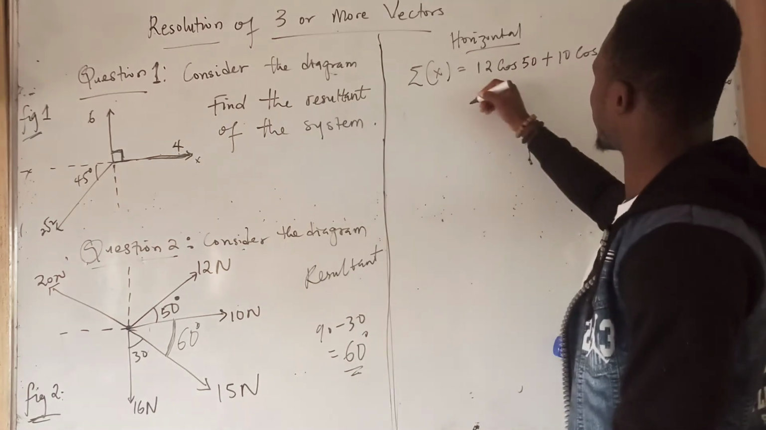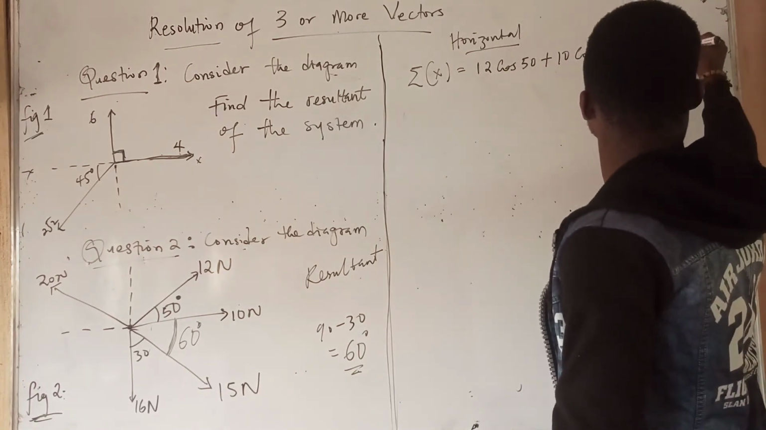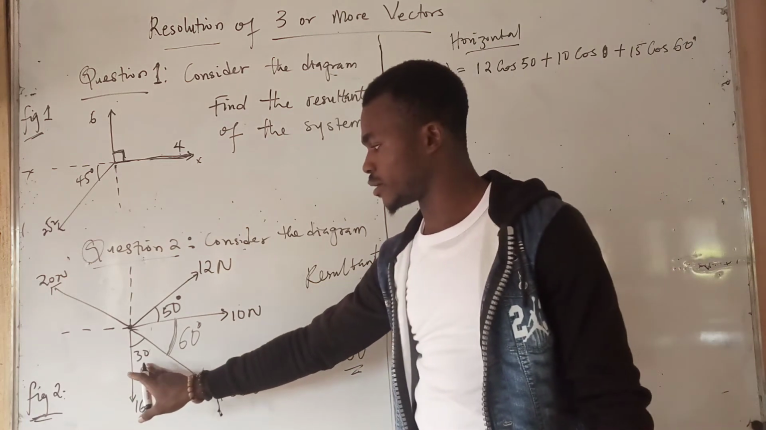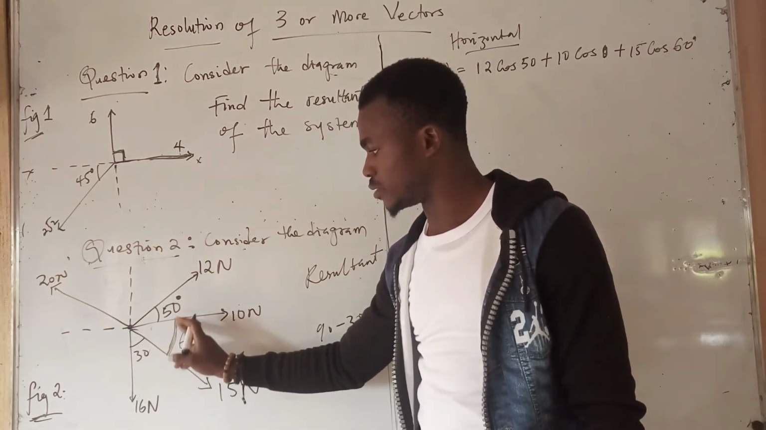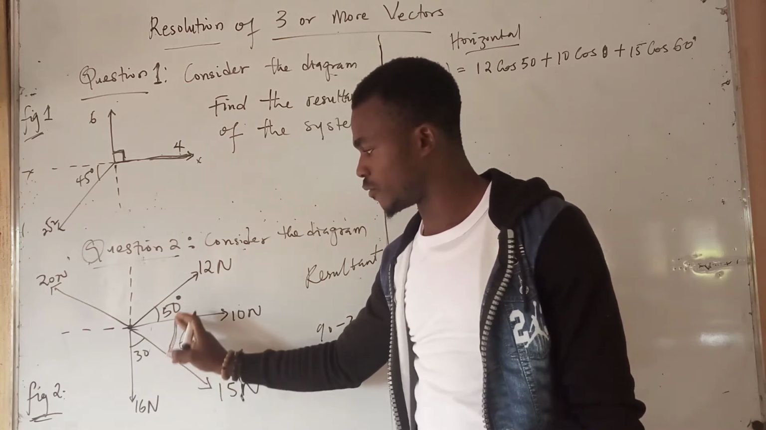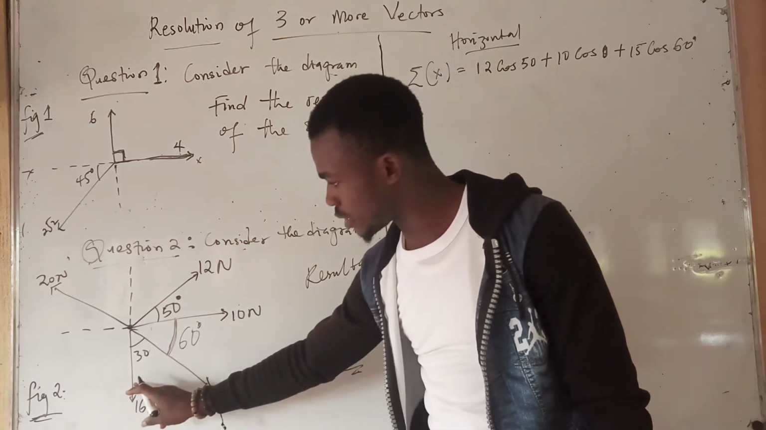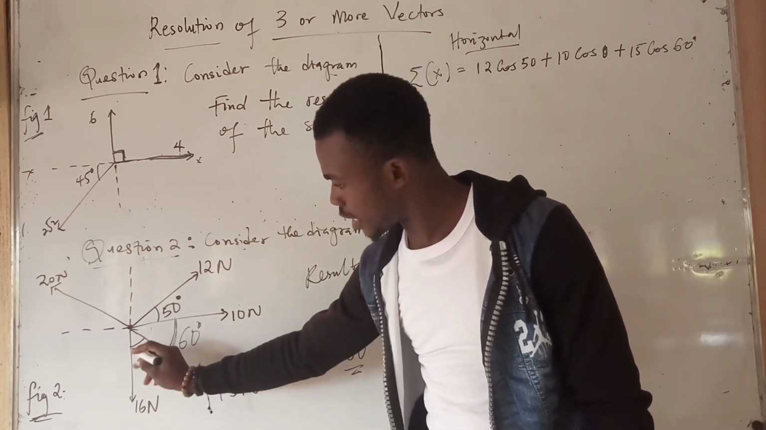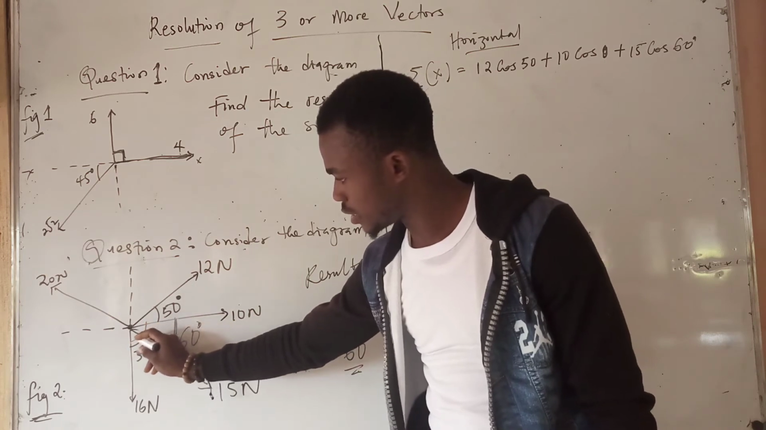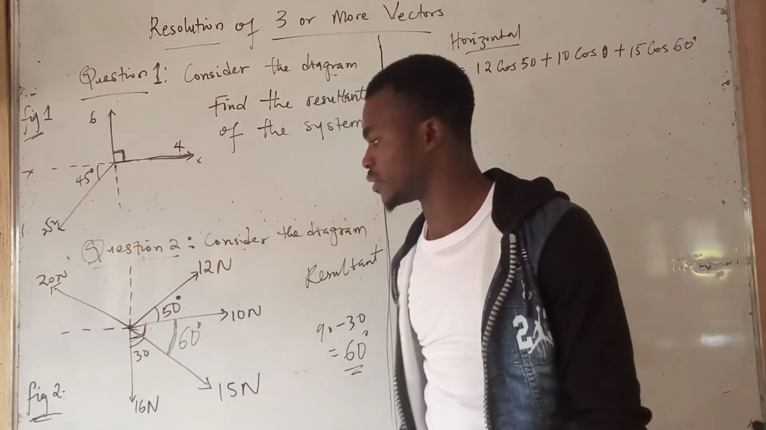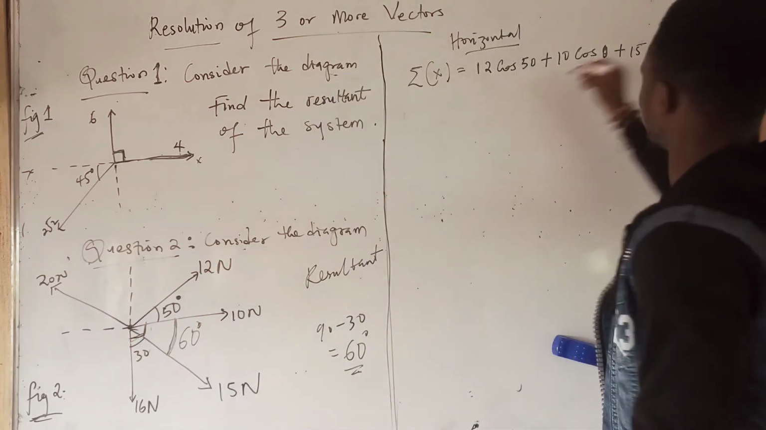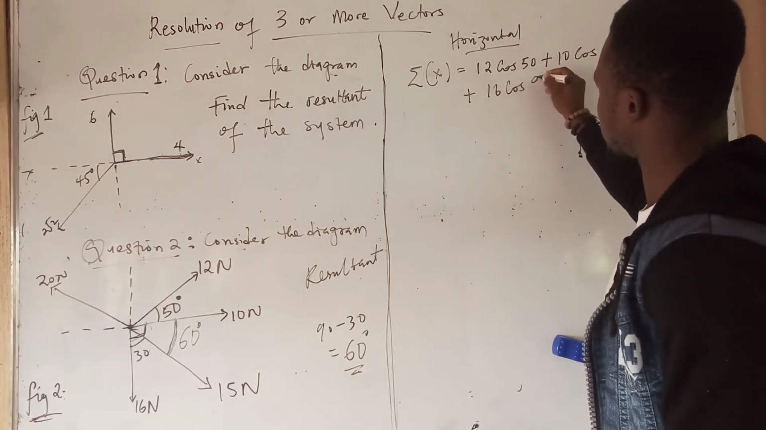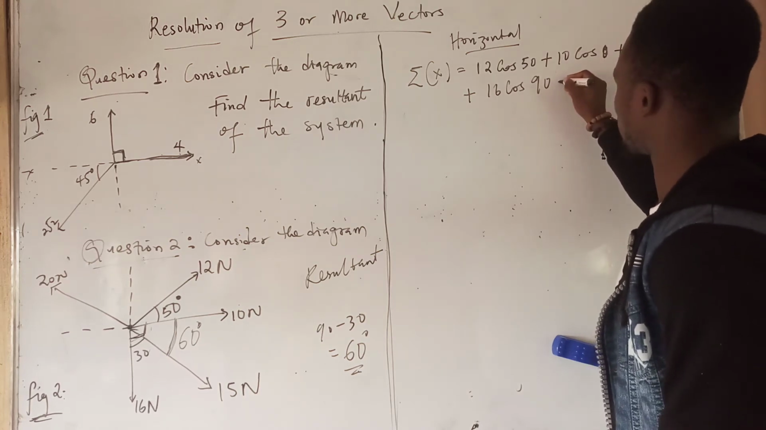So now we are going to have cos 60 degrees, not 30 degrees. We use the one with the horizontal, the angle formed with the horizontal. The next one here is 16 Newton, and the angle it forms with the horizontal is 90 degrees. So we write plus 16 cos 90 degrees.